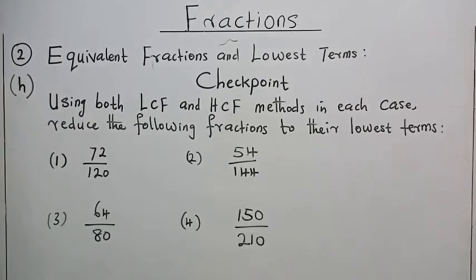And here is the checkpoint. It says, using both LCF and HCF methods in each case, reduce the following fractions to their lowest terms. Number 1, 72 over 120. Number 2, 54 over 144. Number 3, 64 over 80. Number 4, 150 over 210.